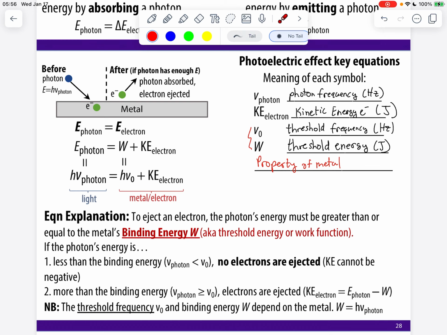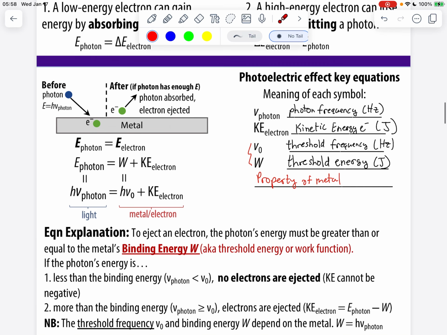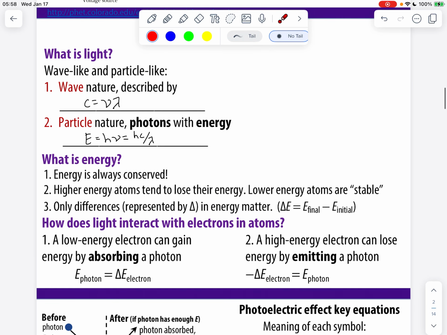Really important in these problems is to be clear on what is a property of the metal, which is the threshold energy, threshold frequency. Again, we could also think about a threshold wavelength. There was a problem on the homework asking about the threshold wavelength, right? The threshold wavelength is perfectly fine to talk about because if we know the threshold energy or frequency, we can just use these two key equations. If I have the threshold frequency, I can use this equation to solve for threshold wavelength.